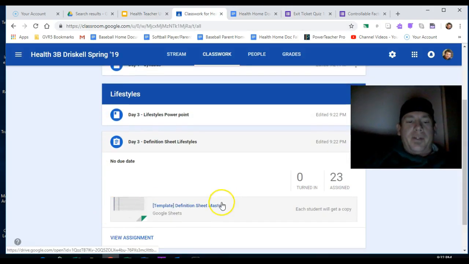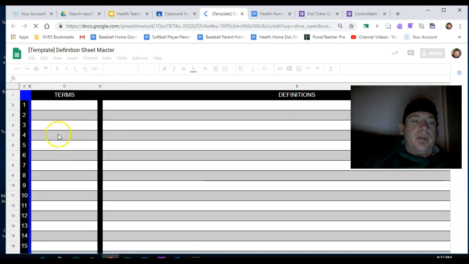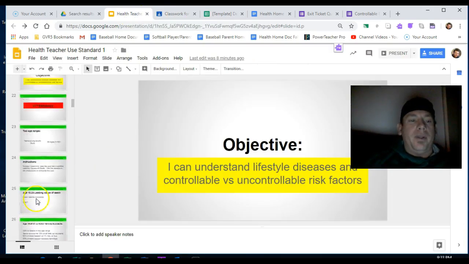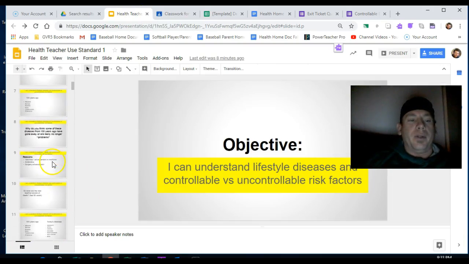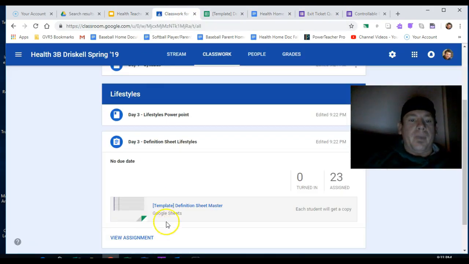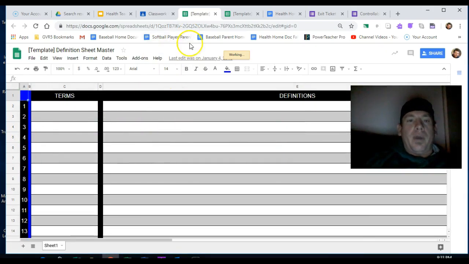I have a definition sheet. This isn't something that's got a due date on it. It's something that you'll continue to do. It is something that I expect you to do. People who do this do really well on the test because they have an idea of what the terms and the definitions are. Anytime during the PowerPoint that you see a word that is highlighted in blue, and here's an example, lifestyle disease, you will open up the definition sheet, enter the term, write the definition down, and we'll use this as a way to quiz each other throughout the semester.